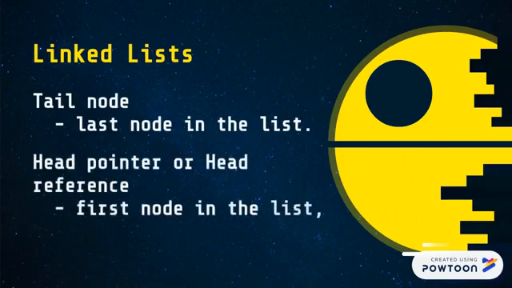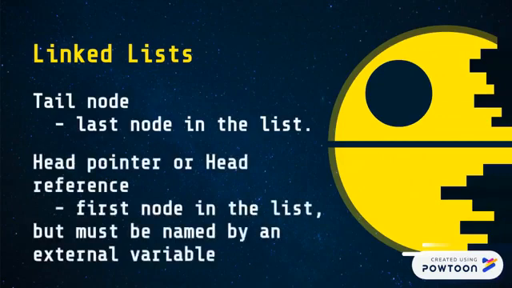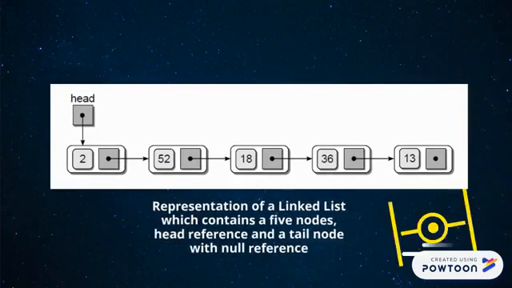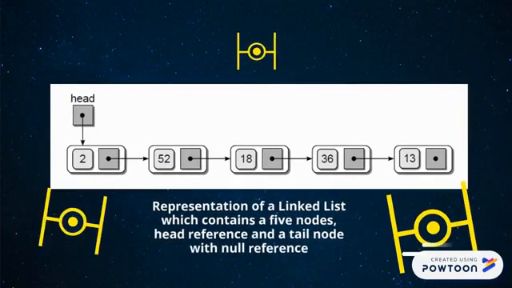The first node in the list, however, must be named or referenced by an external variable as it provides an entry point into the linked list. This variable is commonly known as the head pointer or head reference. Please see the example on the screen.